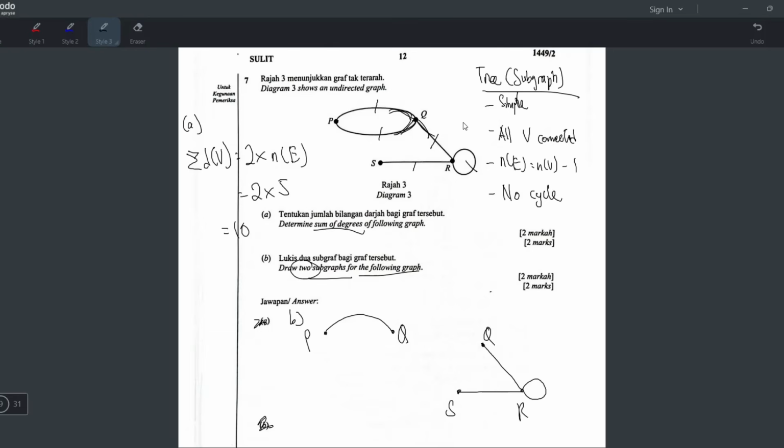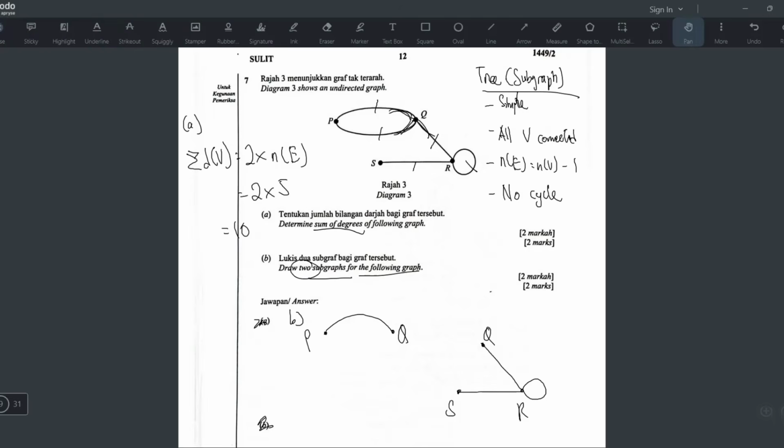Okay. And when you connect, you have to make sure there's no loop, no multiple edges. And also you have to make sure the NE equals NV minus 1. It means if the NV is 4, P, Q, R, S is 4, the edges must be 3. You have to connect in such a way that there's no multiple edges, no loop, no cycle, and at the same time the edges has to be one less than the vertex. And of course, it has to be part of the graph also at the same time, because a tree is a subgraph.